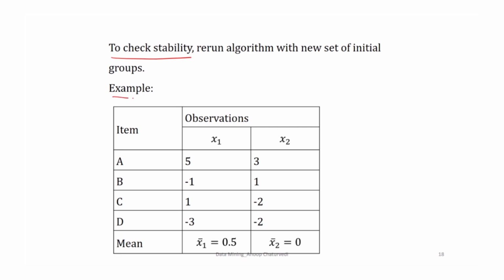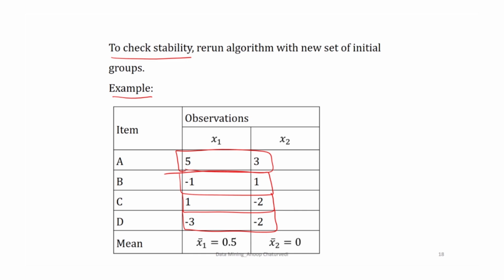Now, we consider this example. Say you have items A, B, C, D, and the observations x1, x2, means you have observations on two variables. Corresponding to A, you have observations 5, 3. Corresponding to B, you have observations -1, 1. Corresponding to C, you have 1, -2, and corresponding to D, you have -3, -2.